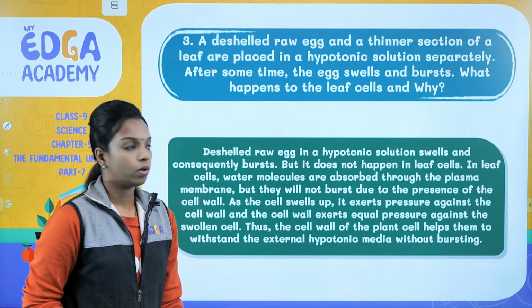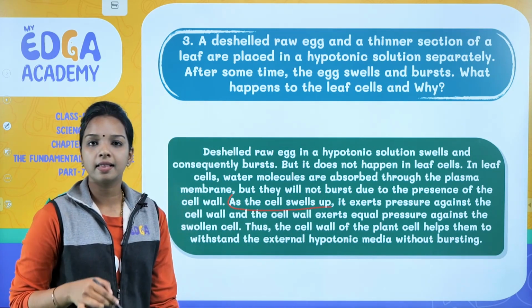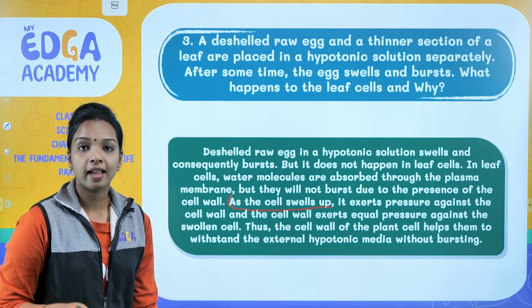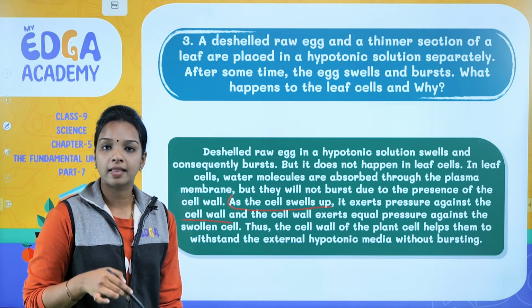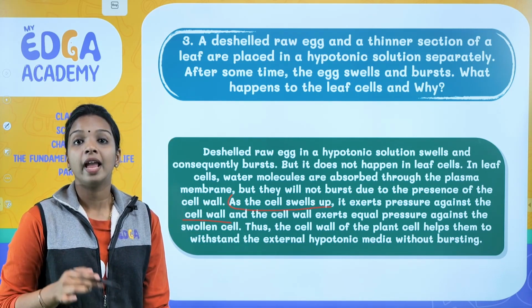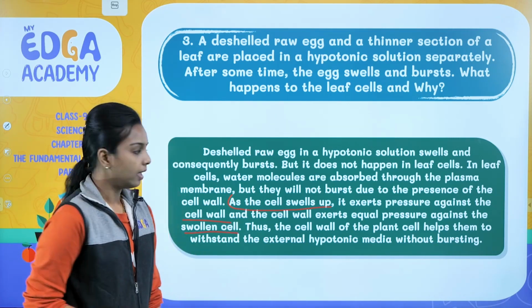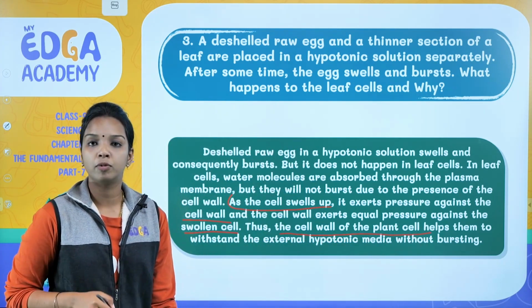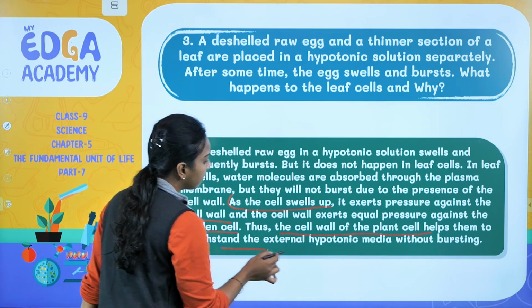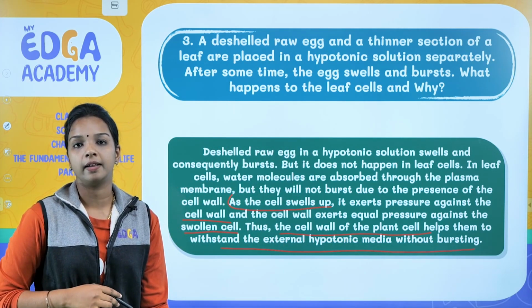This is because as the cell swells up, it exerts pressure against the cell wall, and the cell wall exerts equal pressure against the swollen cell. Thus, the cell wall of the plant cell helps them to withstand the external hypotonic media without bursting.